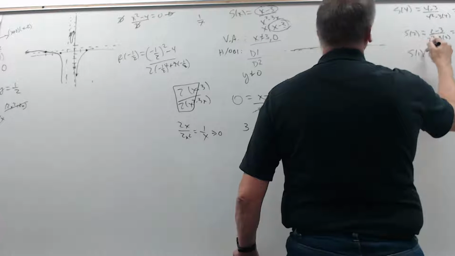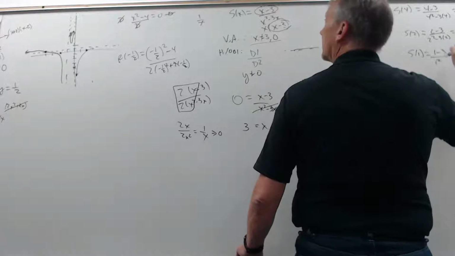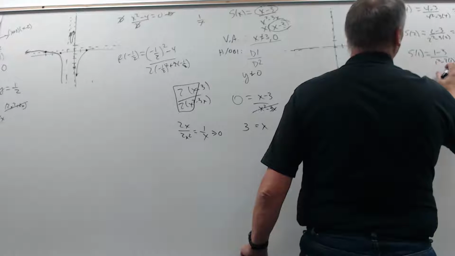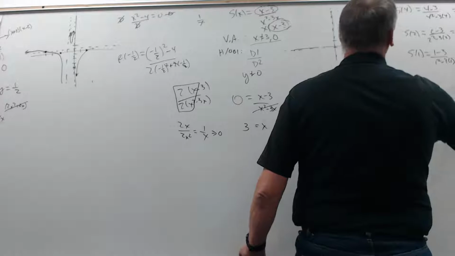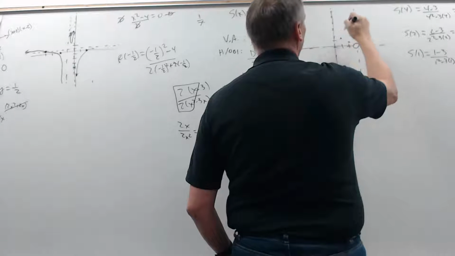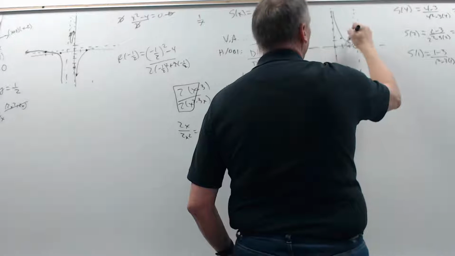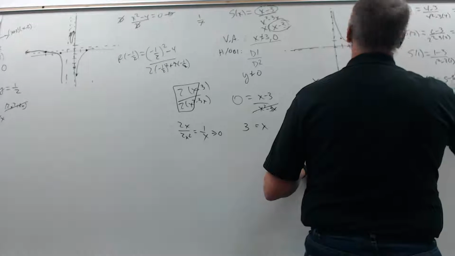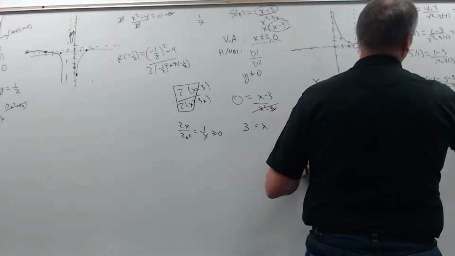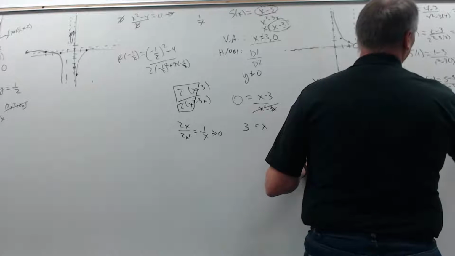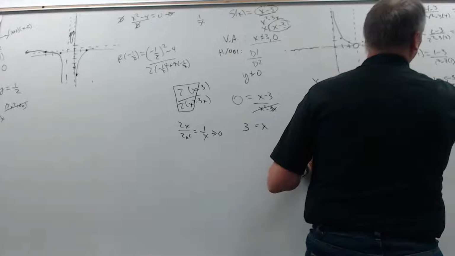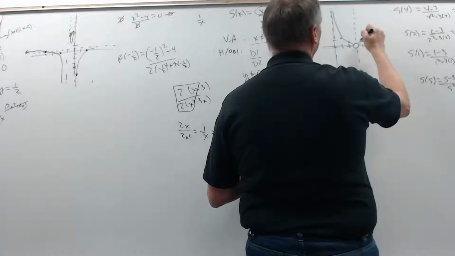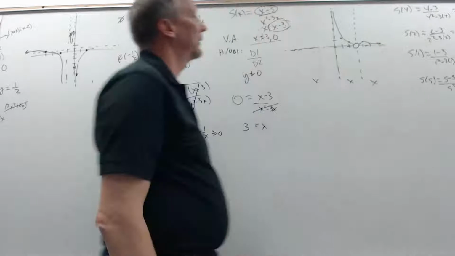Let's do S of 1, just to be sure. 1 minus 3 over 1 squared minus 3 times 1. Negative 2 over 1 minus 3 is negative 2, so that's 1. Okay, so we're good. I want to do S of 5 just to make sure. 5 minus 3 over 5 squared minus 3 times 5. Plus 2 over 25 minus 15 is 10, 1/5. So this is at 1/5. Oh, this one's just funky. I want to go like that.